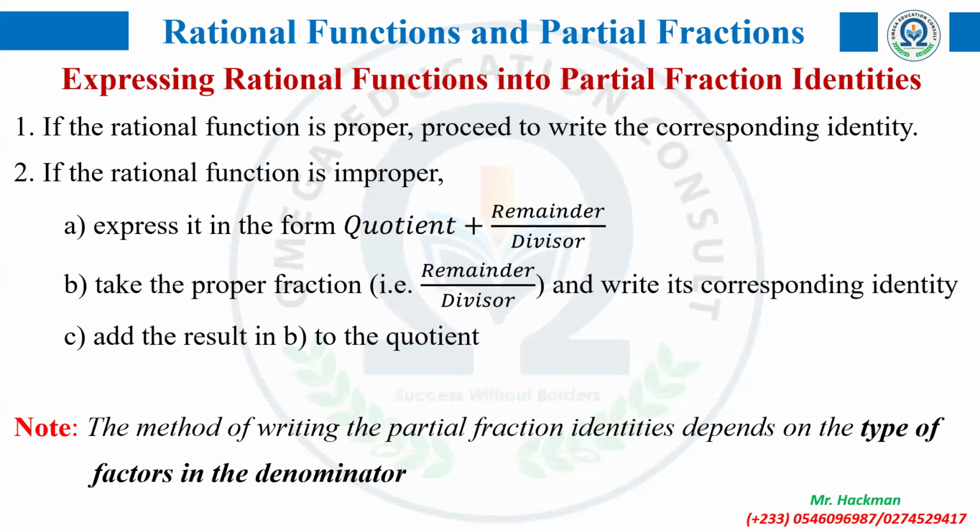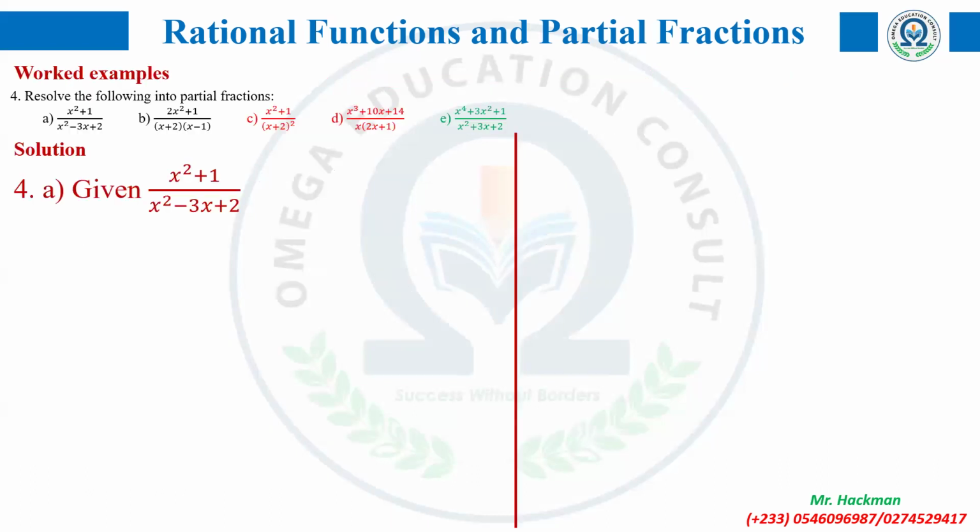So first of all, let's look at how to get the identity in the situation of the improper. Then after that, we'll look at how to resolve. So quickly, this is what we are going to do. We need to first of all write this as a sum of the quotient plus a proper rational function.